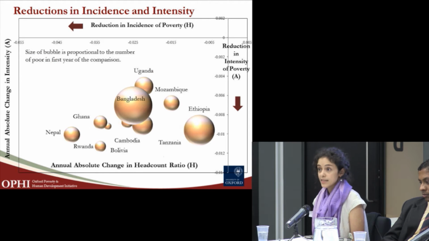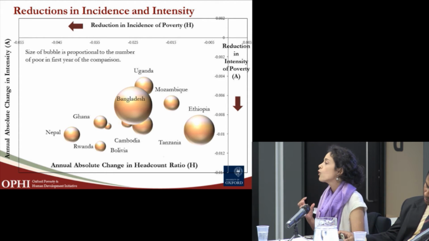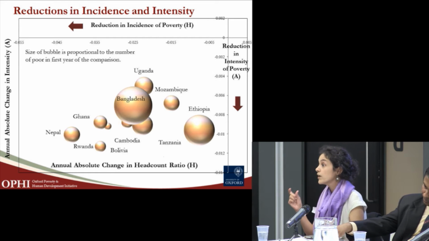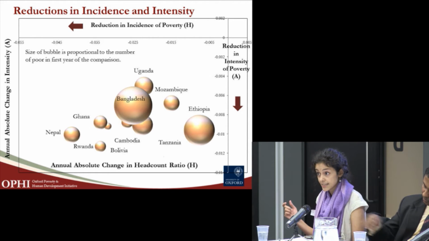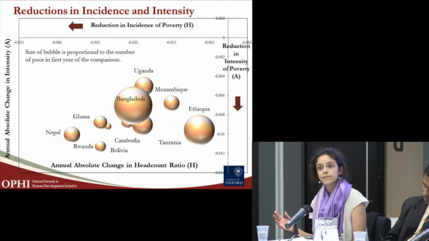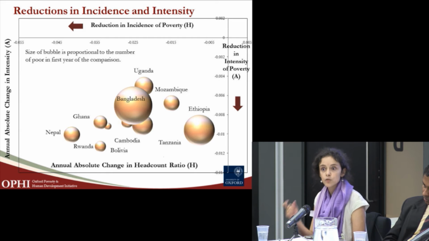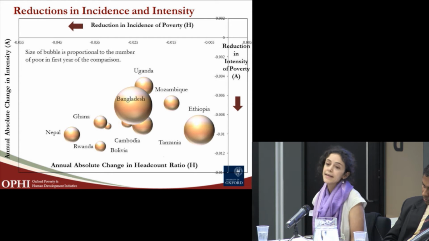How do you reduce the MPI? Two ways. You can reduce the percentage of people who are poor, the incidence, or the share of deprivations that the poor experience, the intensity. What we have found is that nearly all countries have reduced incidence more than intensity, so they have reduced the percentage of poor. The exceptions were Ethiopia and Niger.